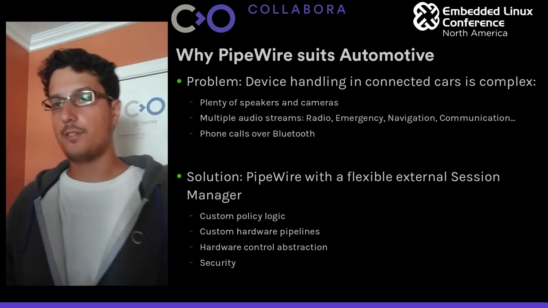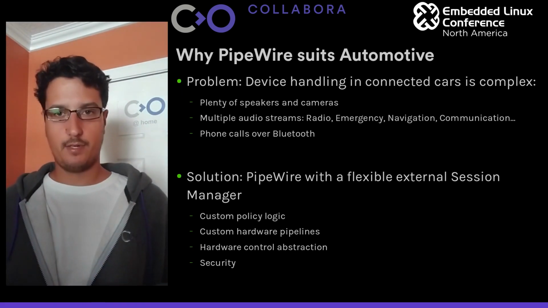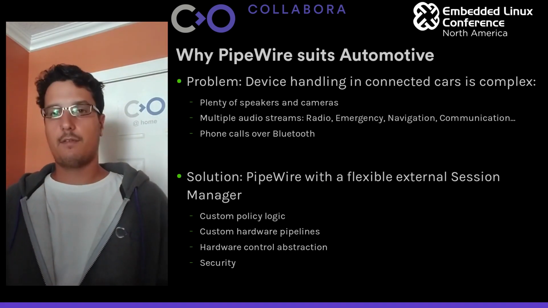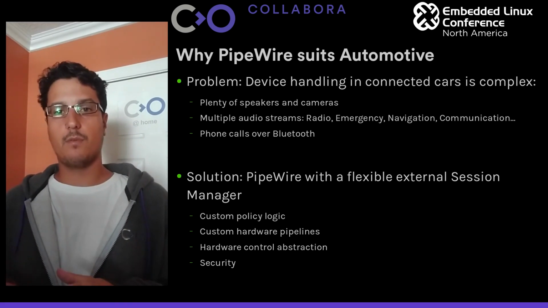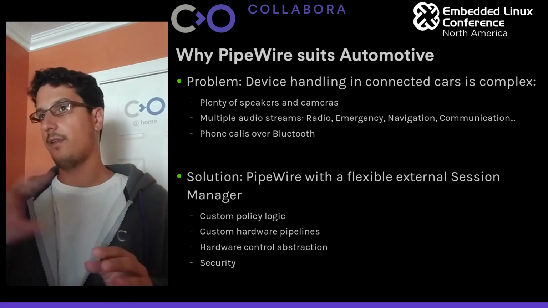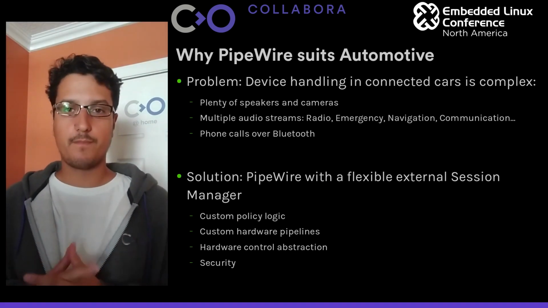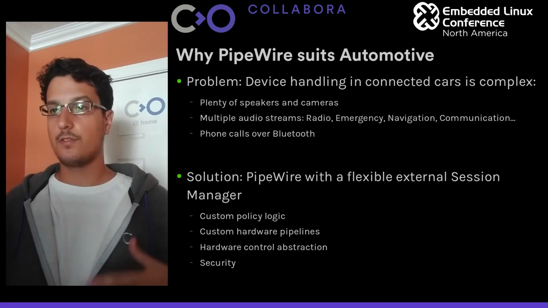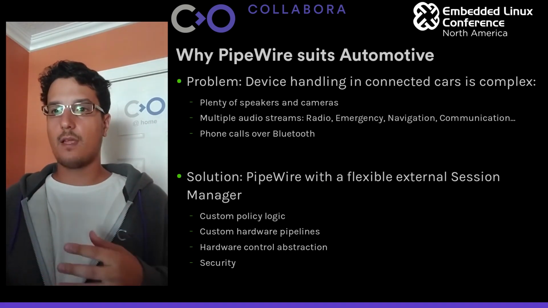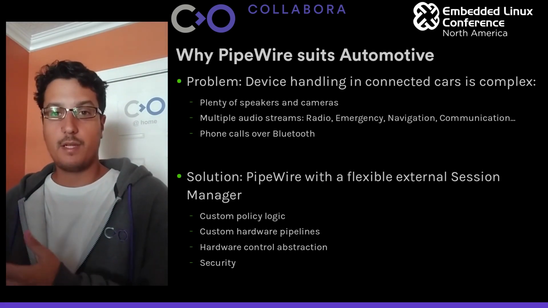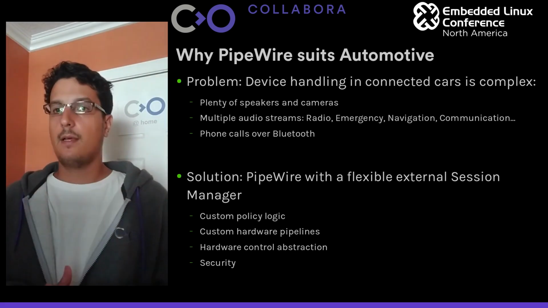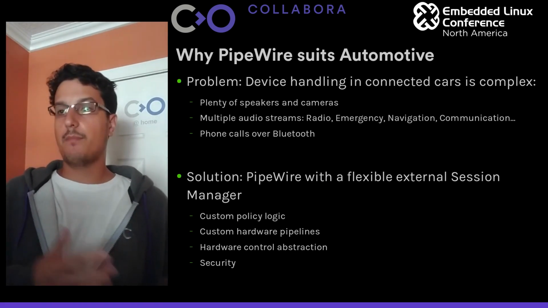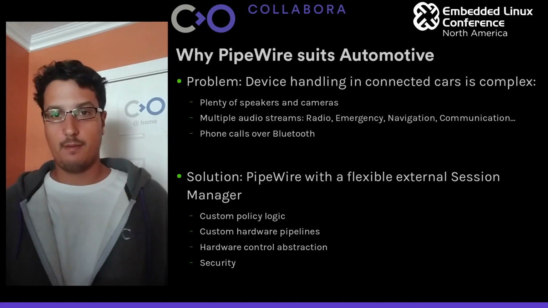But in a car, it's much more complex because there are plenty of speakers and cameras. For example, there are speakers on the front and speakers on the back. The GPS probably wants to use just the front speakers, while for music, when you're playing the radio, you want to use all of the speakers, and in an emergency, you want to use all the speakers. You can also connect Bluetooth and speak on the phone while doing all of that. And then there are multiple audio streams, radio, emergency, navigation, and communication, that can happen all at the same time.